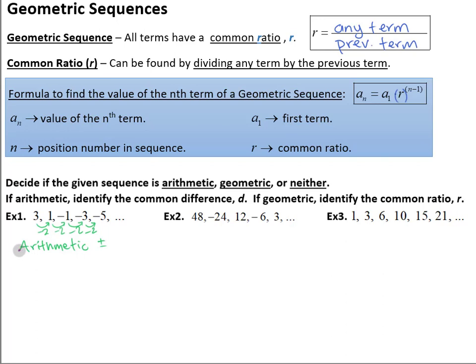It'll look like we're adding or subtracting the same number over and over and over. And the common difference here is that value, -2. That's what they're adding over and over again to continue to decrease in that list.